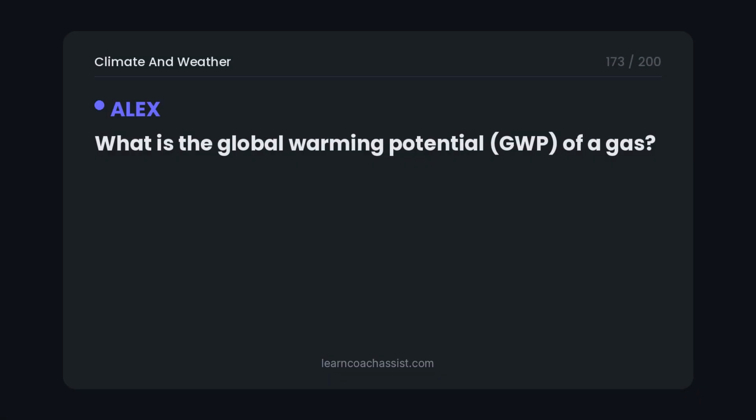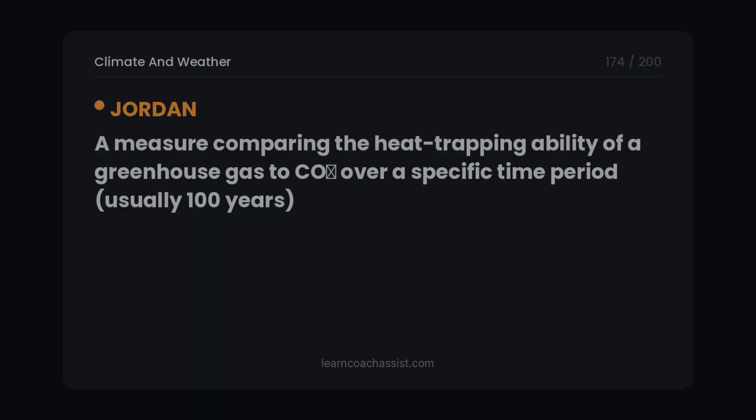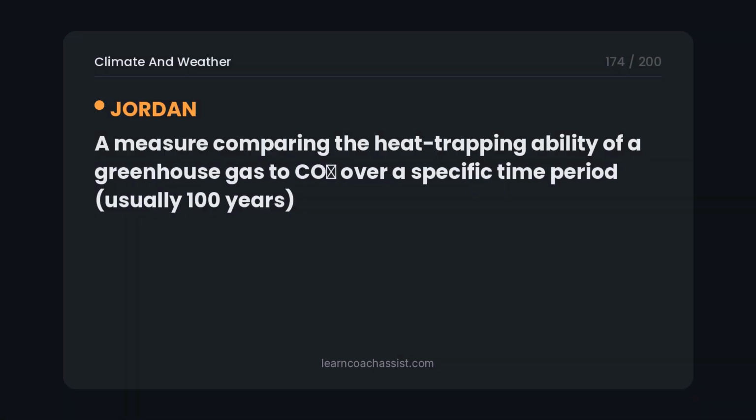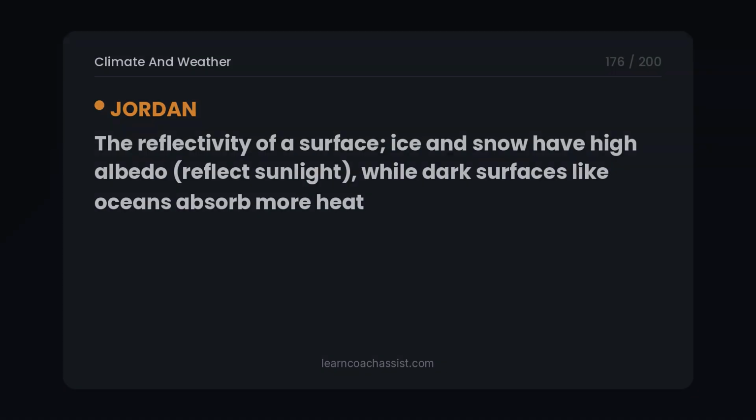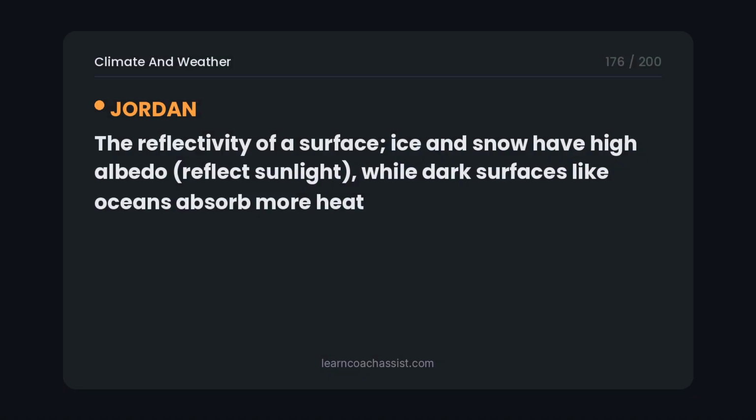What is the global warming potential, GWP, of a gas? A measure comparing the heat-trapping ability of a greenhouse gas to CO2 over a specific time period, usually 100 years. What is albedo in climate science? The reflectivity of a surface. Ice and snow have high albedo, reflect sunlight, while dark surfaces like oceans absorb more heat.